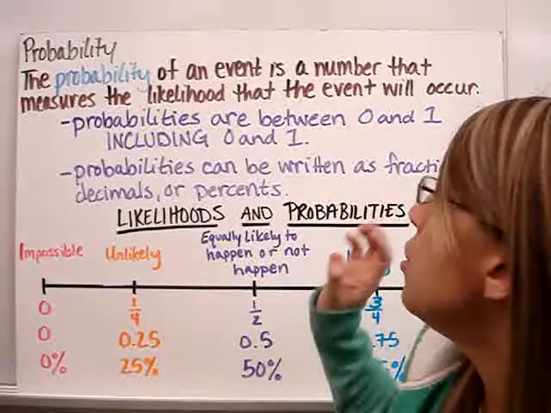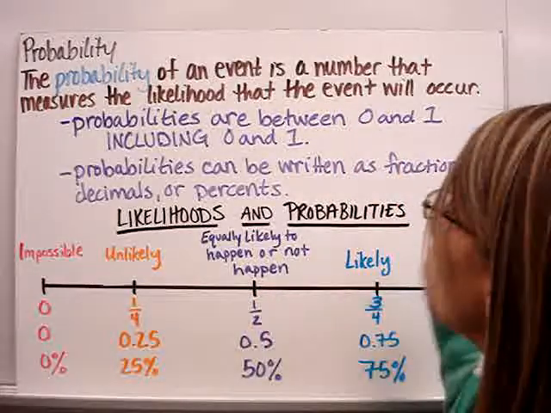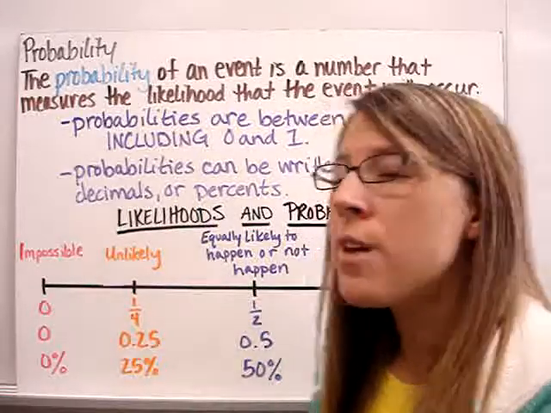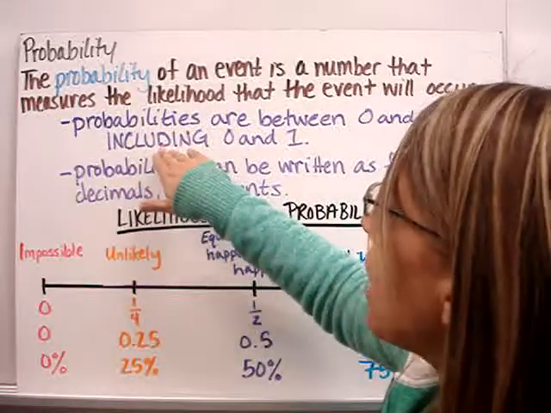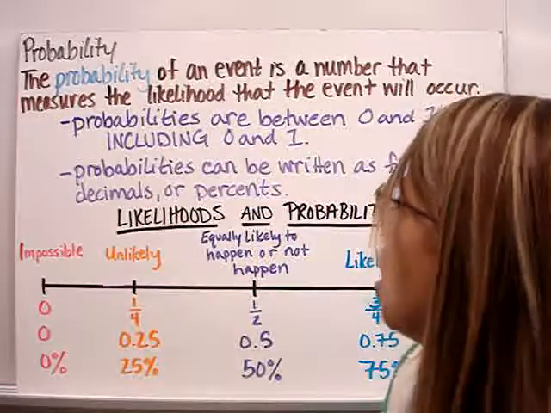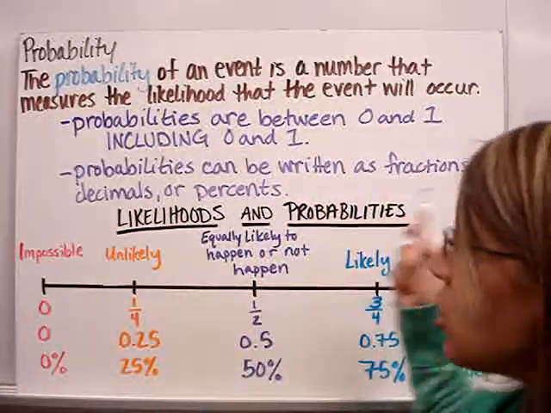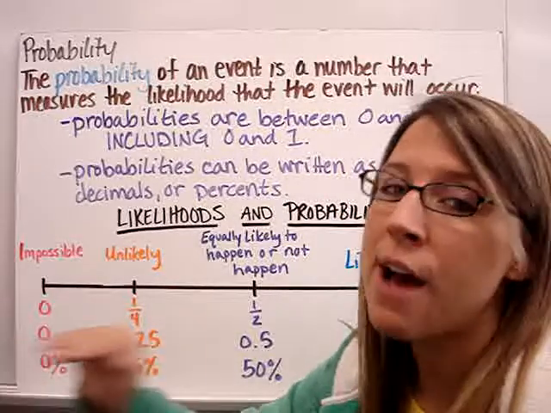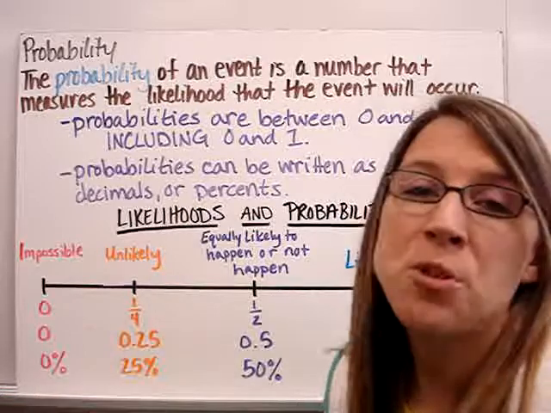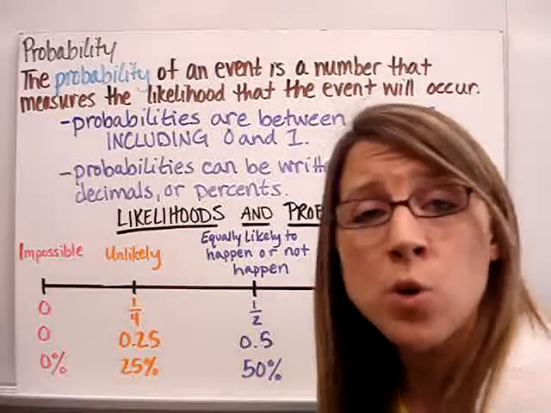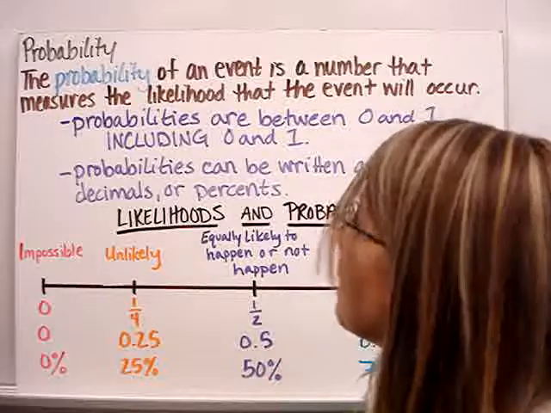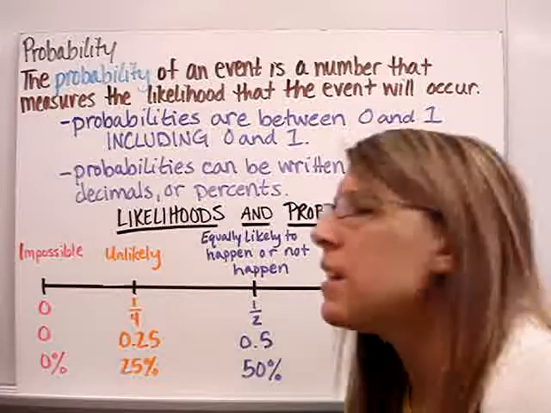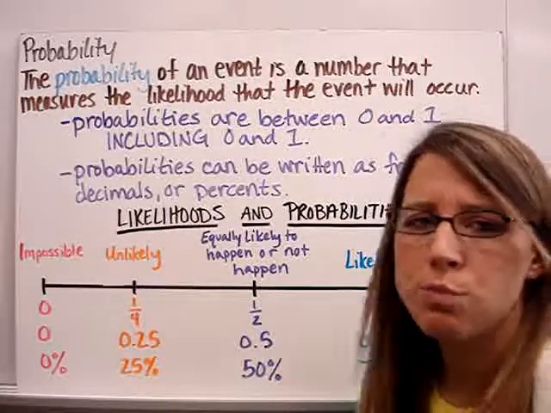Probabilities are measured between 0 and 1. This includes 0 and 1. Very important that you understand that the probabilities are including 0 and 1. Probabilities can be written as fractions, decimals, or percents. So all of your knowledge that you have with those kinds of numbers up to this point is going to prove very valuable for understanding probability. Now I said that probability measures likelihood. So let's talk about the likelihood of something and how that measures with probability.